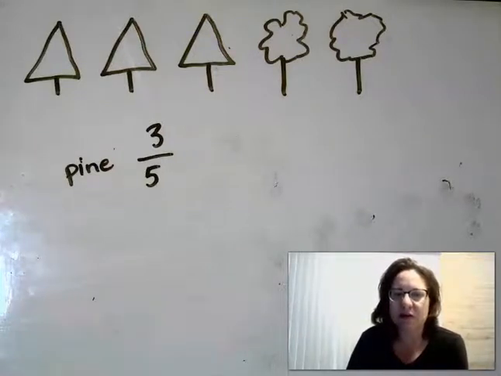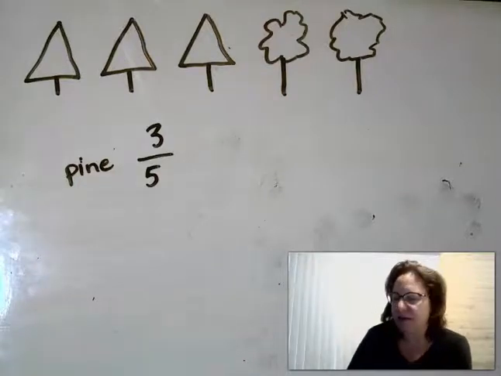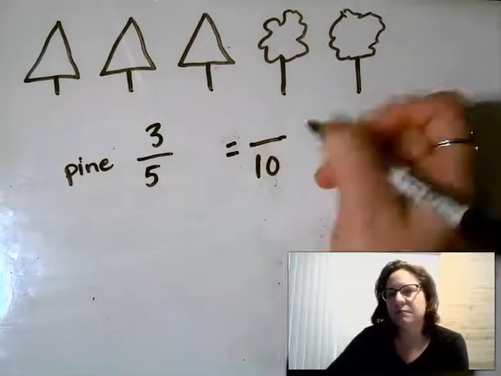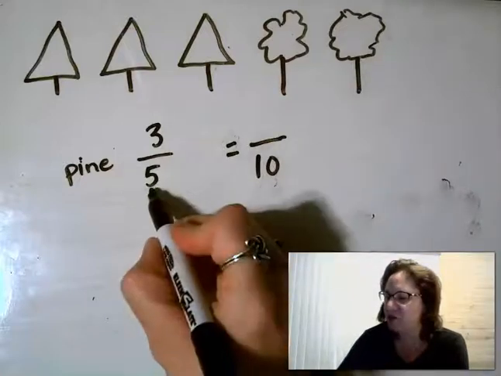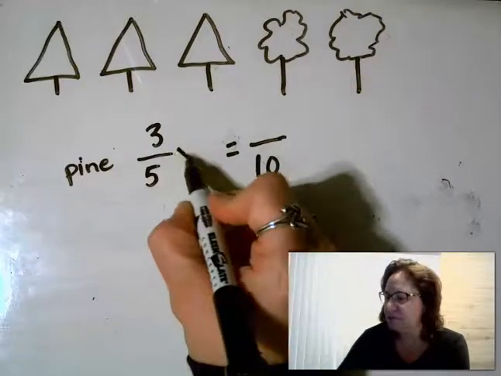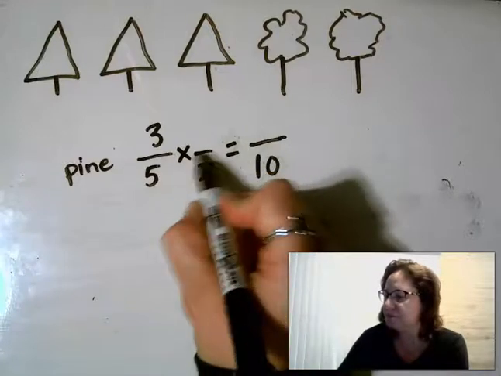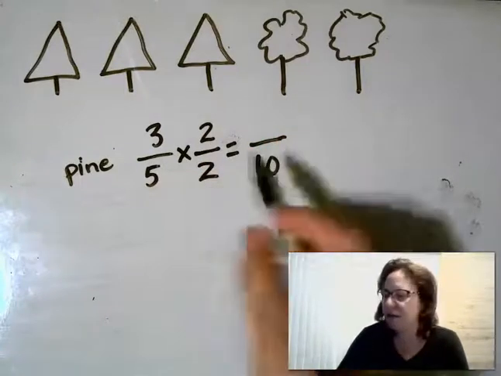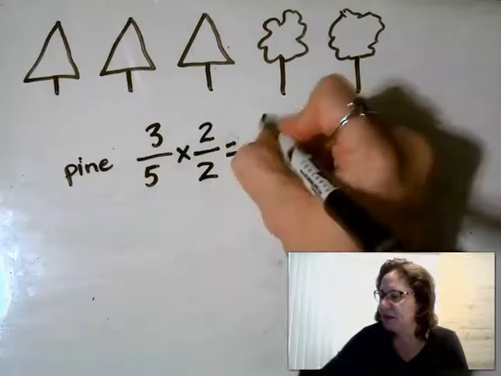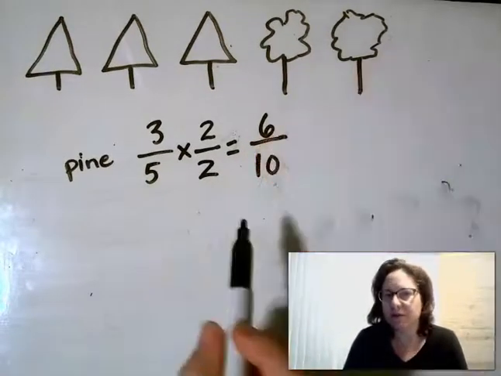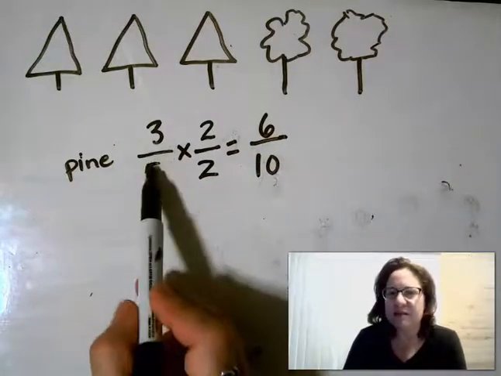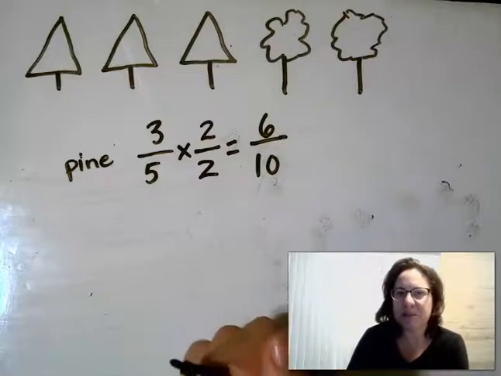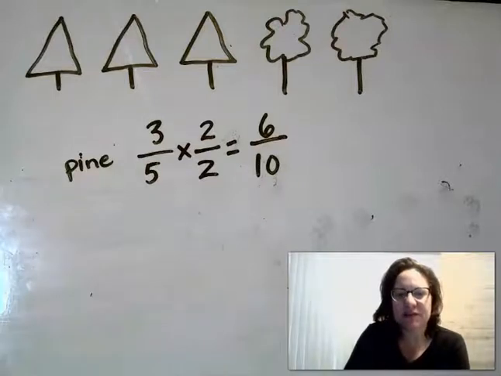Let's give it a denominator of 10. If I multiply 5 times 2, I get 10. If I multiply 3 times 2, I get 6. So I know that 3/5 is equivalent to 6/10. Does that make sense? All right, let's do another one.